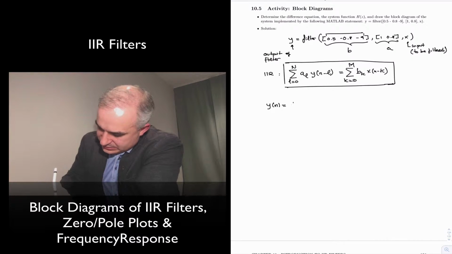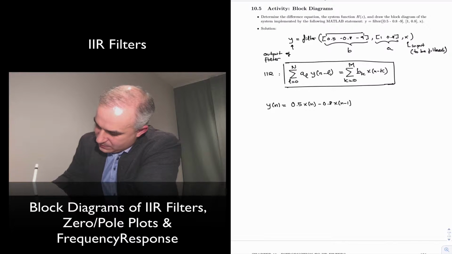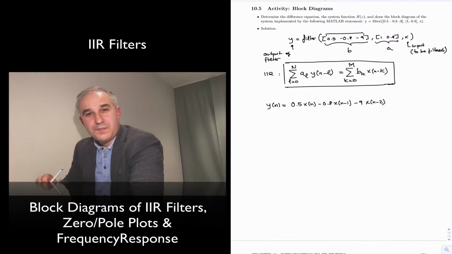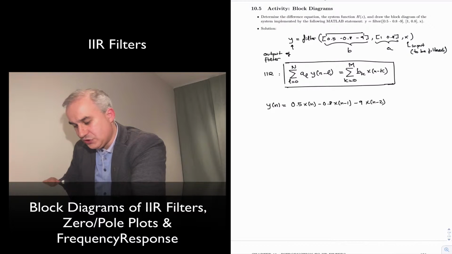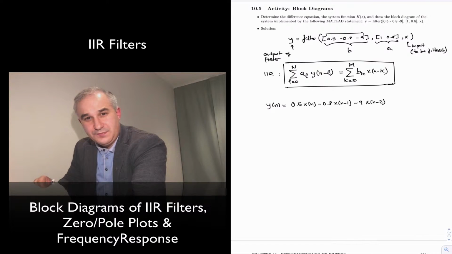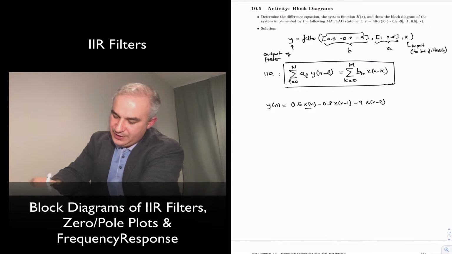So what we have here, y of n is equal to, this part, 0.5 x of n minus 0.8 x of n minus 1 minus 9 x of n minus 2. This is the feed-forward part of the filter, the one that depends on the inputs. If the filter is causal, like in this case, it depends on present and previous inputs, as you see there.